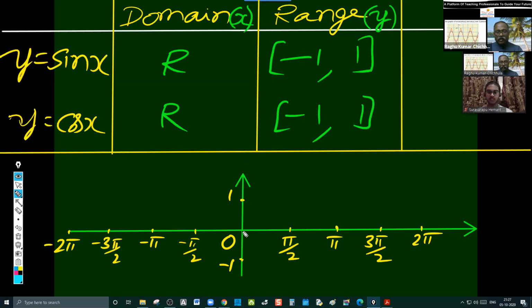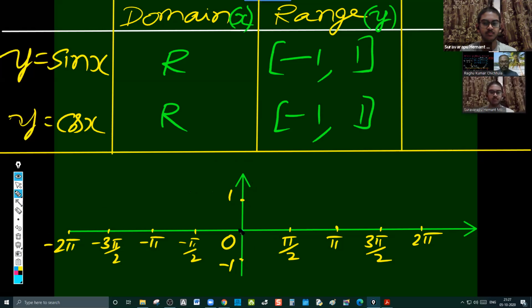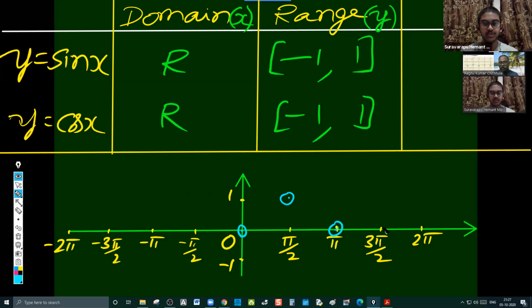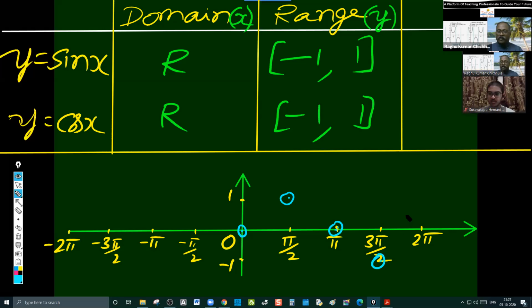Now tell me, what is sine 0, please? Sine 0 is 0. Done. What is sine 90? Sine 90 is 1. What is sine 180? Sine 180 is 0 again. Sine 270 is minus 1. We have learned the allied angles. According to that, sine 270, just revise once. Sine 270 is minus 1.